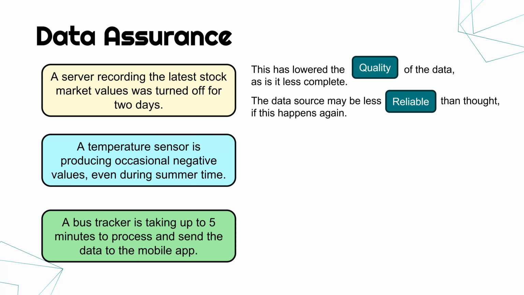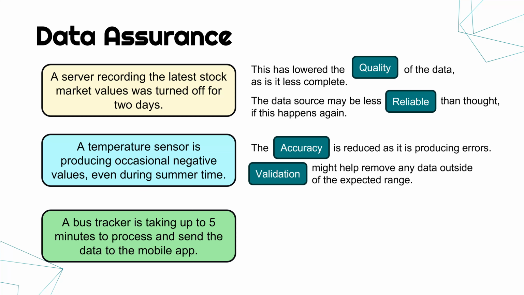If a temperature sensor is producing occasional negative values, even during summertime, that suggests there are some errors being produced, which means the accuracy can no longer be as high. In terms of what checks I could put in place to prevent this being an issue, well, I might do some validation before I save any of these values to try and remove any data outside of the expected range. Perhaps I do a check to see, is the temperature above 0, which is likely to be in the summer. Anything below 0 must be an error, therefore I won't actually save it.